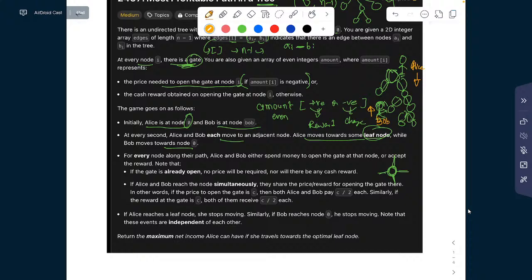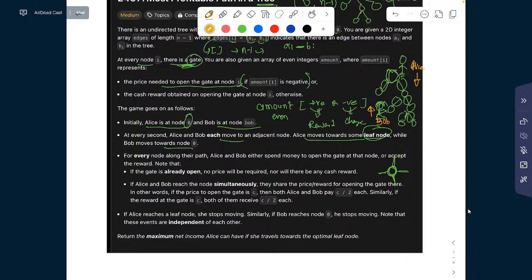Right. So what is this problem about? Let's first figure out the requirements. For every node along their path, Alice and Bob either spend money to open the gate or accept the reward. If the gate is already open, no price will be required, nor will there be any cash reward.